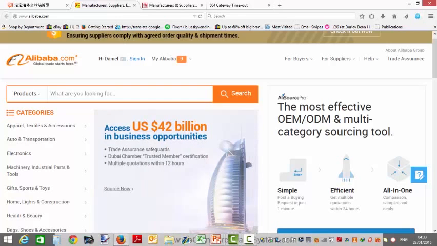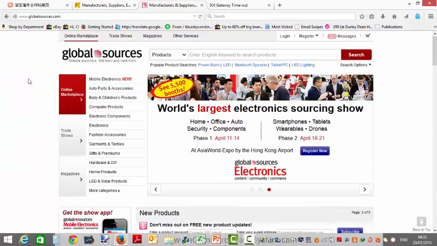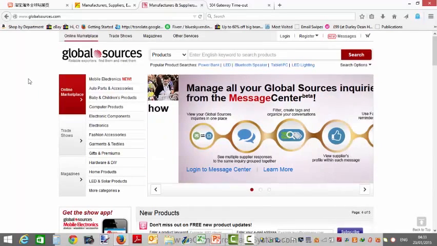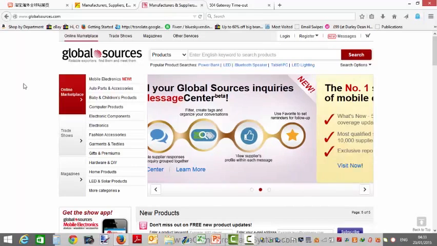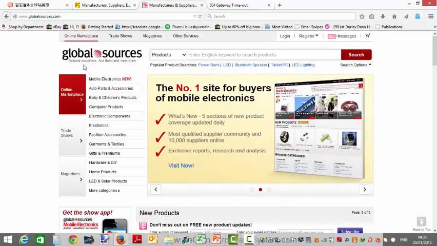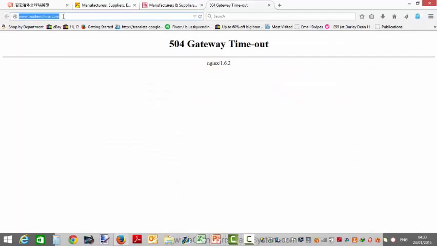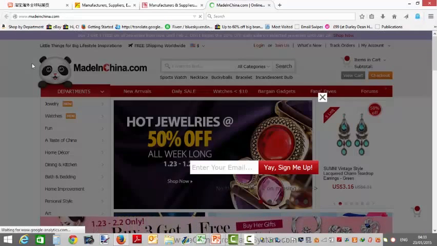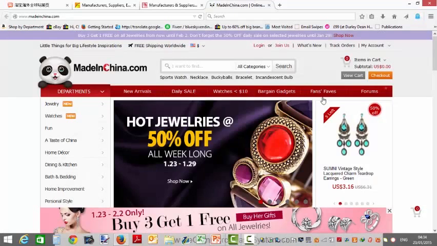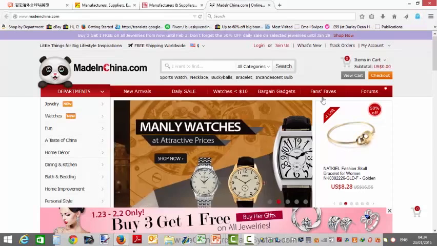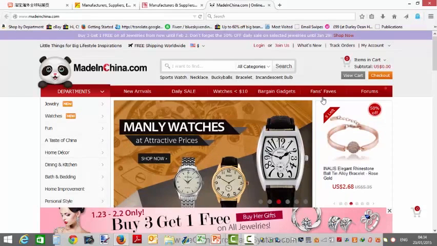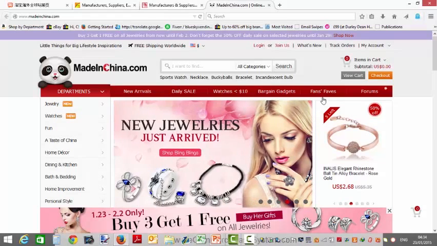Another place to look is Global Sources. It's a bit more out of the way and less competitive, but then the choice isn't as large as Alibaba. Another location is Made in China. Now, they timed out for some reason, so I'm going to try them again now. I don't know if there's a problem with the site. Oh no, here we go. So that's Made in China. Again, it's less competitive, but there's also less choice in here.